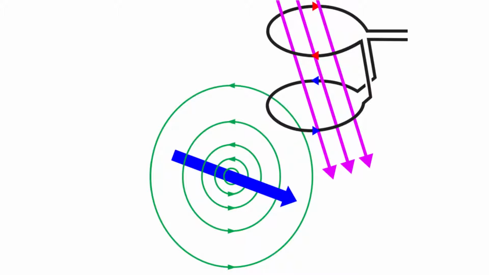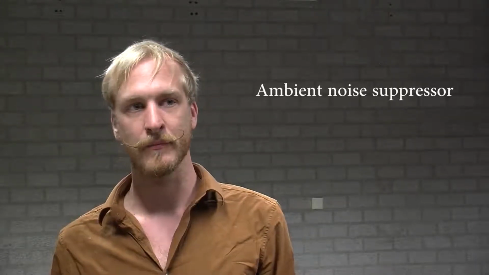In the single magnetometer situation, this noise would just have been added onto the measured brain signals. But with gradiometers, since both coils pick up this noise equally, it is removed in the measurement of the difference between the coils. This makes the gradiometer configuration a very efficient ambient noise suppressor.